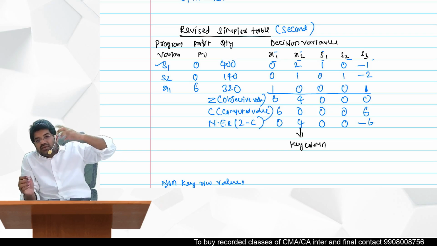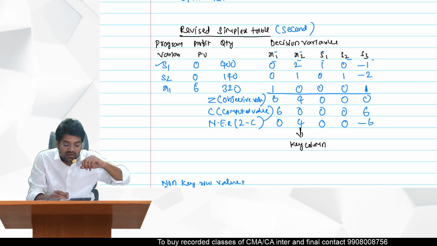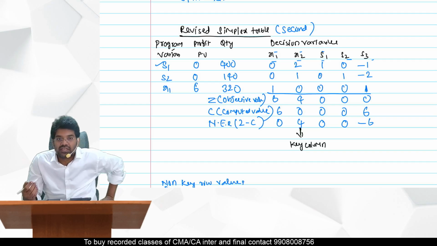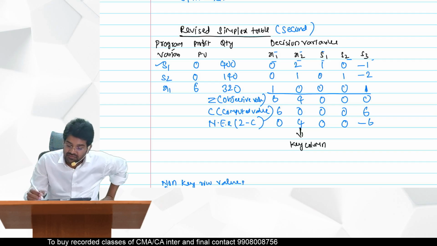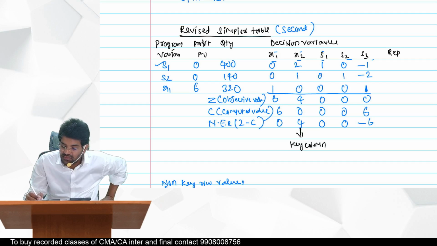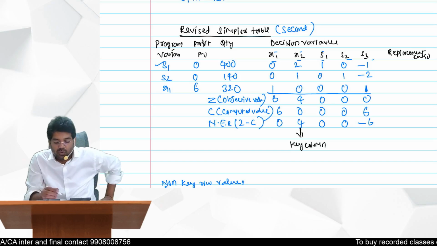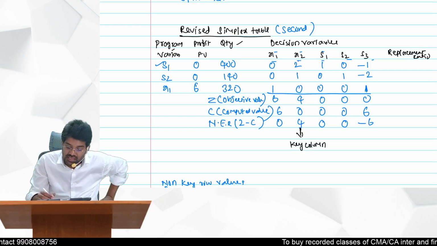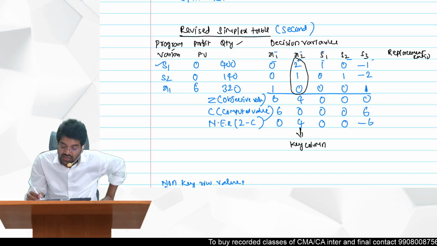Which program variable will x2 replace? That we should decide. For that, we should calculate the replacement ratio. How do you get the replacement ratio? Quantity divided by the elements of the key column. This is the key column. So 400 divided by 2 is 200. 140 divided by 1 is 140.